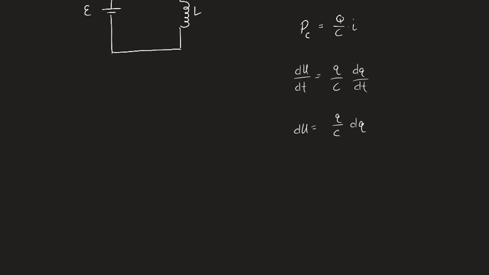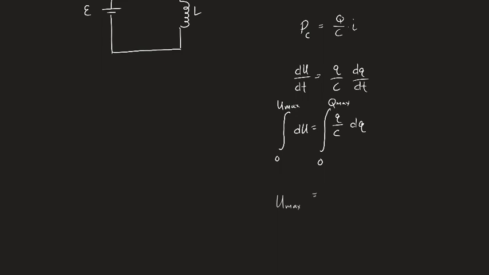I'm not looking at power anymore, but if I integrate both sides, it should tell me the energy stored in the capacitor. If I go from 0 to U max, the total amount of energy, that will be when the capacitor goes from 0 to full charge, Q max. Does that make sense to everybody? So this side is just U max.